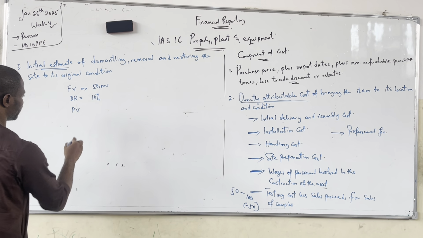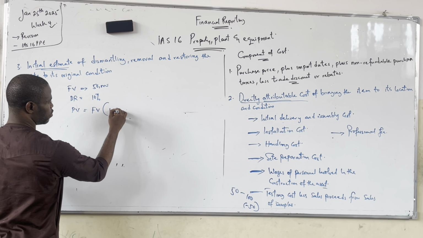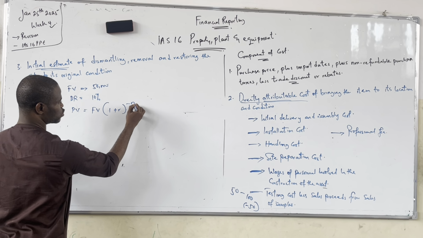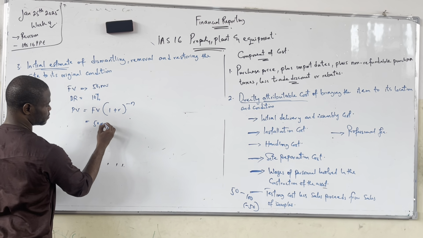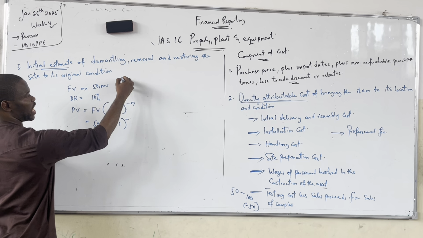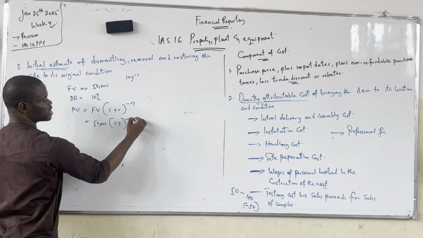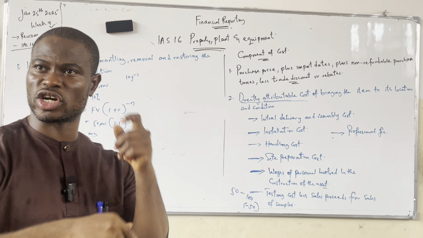And how do you derive the present value? It is future value into a bracket 1 plus r raised to power minus n. The future value into a bracket 1 plus r raised to power minus n. That will give you the present value. So it's like saying 50,000 into a bracket 1.1. Let's say the useful life of this asset is 10 years. So this is minus 10. Whatever you get here will represent the initial estimate. Can you punch your calculator and give me a figure?